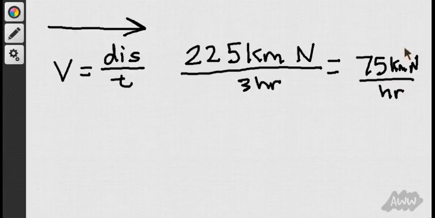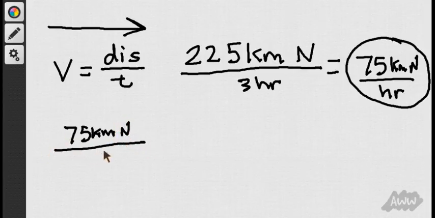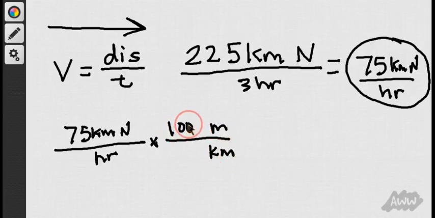And you'd be fine to leave it in these units if they didn't specify or need it to be in meters per second. Now, if you were to convert it into meters per second, which in our lab you will need to, you would basically start off with 75 kilometers north per 1 hour. And then we would do our thinking line. We need to get rid of kilometers, so kilometers would go on bottom. Meters would go on top. You know that there's 1,000 meters in 1 kilometer. This, remember, is your conversion factor.